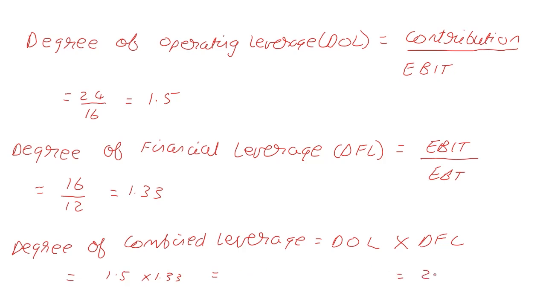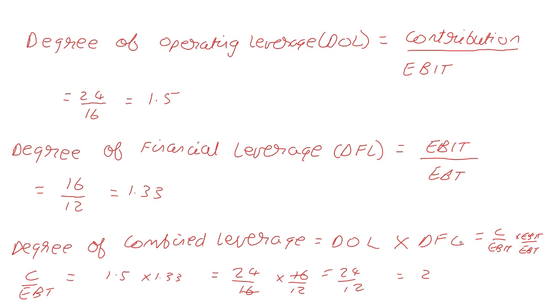Now, if you want an even better answer, you can literally do 24 by 16 into 16 by 12. Because degree of operating leverage into degree of financial leverage is that, right? It is equal to C upon EBIT into EBIT upon EBT, which, by cutting the EBITs, is nothing but C upon EBT. And that we can actually reproduce over here, 24 by 12. So either way, however you want to do it, our answer is 2.